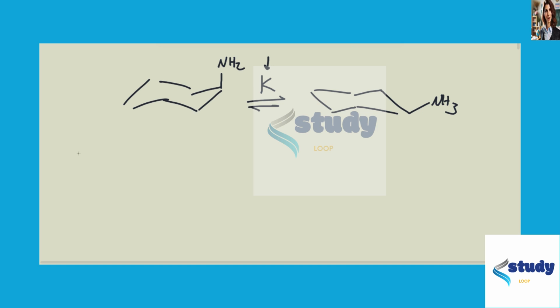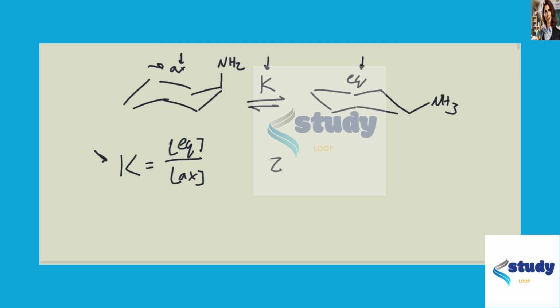And that is like saying K equals, if we call this equatorial and we call this axial, right? Equatorial is our product and axial is our reactant, right? We want the ratio of the concentration of equatorial to axial, right? That's what we're interested in. That's like an equilibrium constant, right? Products over reactants.